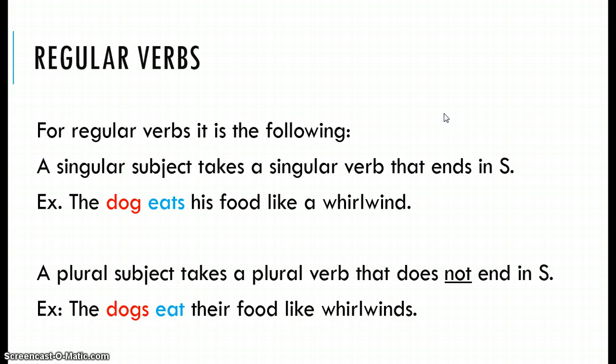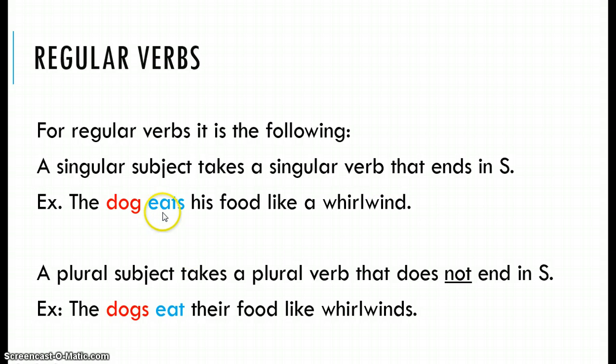It makes a difference, of course, if you're dealing with regular verbs or irregular verbs, which we're going to talk about in the next slides. Regular verbs, pretty straightforward. If you've got a singular subject, such as dog, only one dog, it takes a singular verb, which would end in an S, eats. So the dog eats his food like a whirlwind.